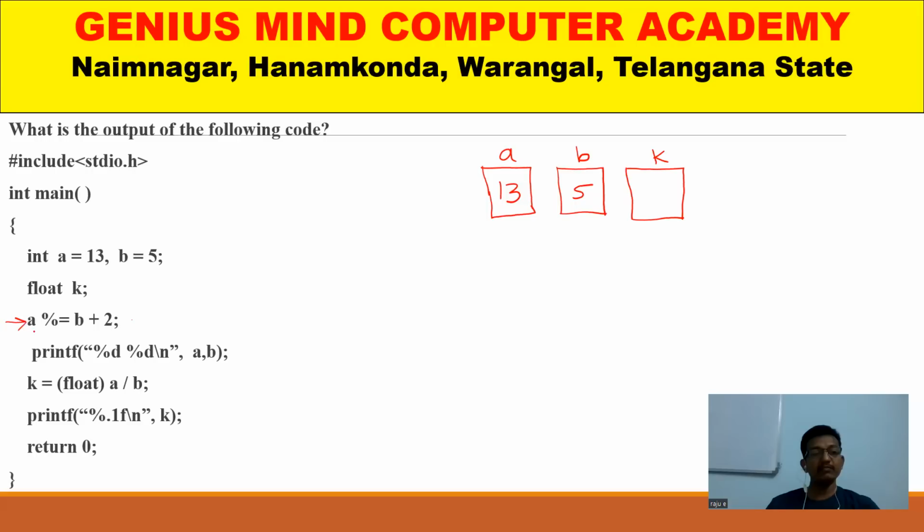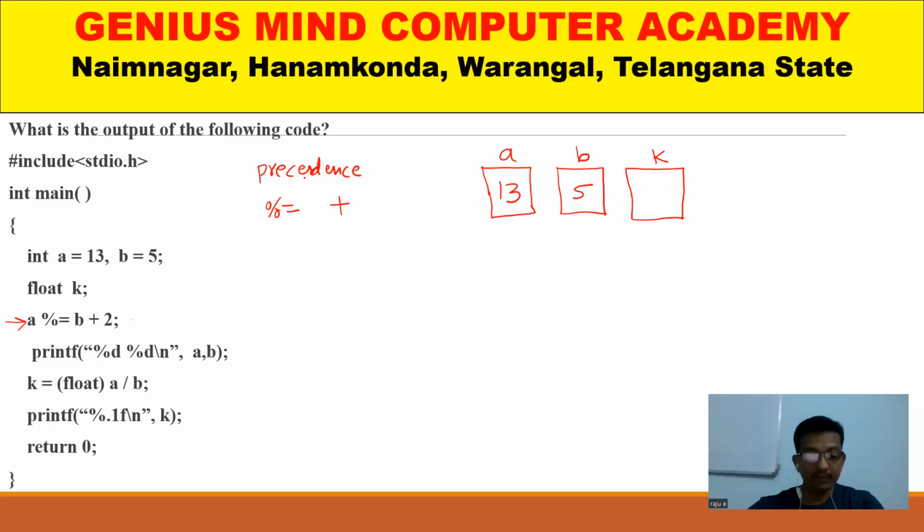Okay, so in this statement, a mod equals to b plus 2, we have two operators in this expression: mod equals to, and the plus addition operator. When we have two operators in an expression, which one is evaluated first, mod equals to or plus? To understand this, we need to know the precedence of operators. If you know the precedence of operators, then we can easily evaluate this expression.